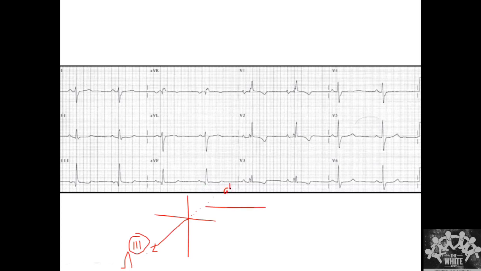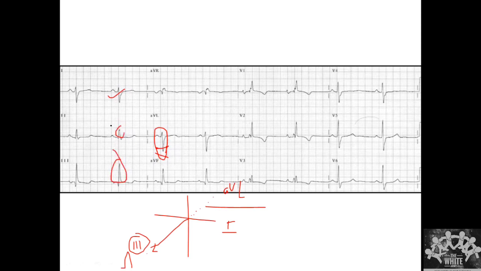Among these two leads, AVL and lead 1, which lead will have the maximum negative deflection? AVL, correct. Very good. So look at that now. The negative deflection is the S wave, correct? You see the S wave here in AVL is much deeper compared to lead 1. And you see the R wave is going to be maximum in lead 3.